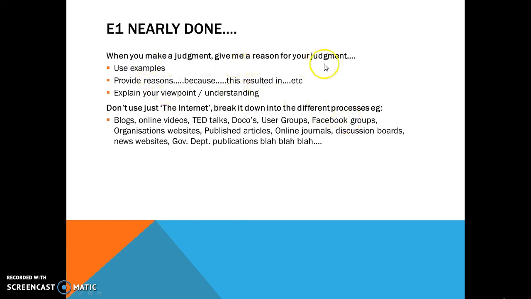When you make a judgment, give me a reason for your judgment. For example, use examples, provide reasons: because this, this resulted in that. Explain your viewpoint or your understanding. Don't use just the internet, break it down into different processes used. So, I used blogs because they allowed me to, this resulted in. I watched three different TED Talks because this resulted in, and it allowed me to, etc. Okay? So break those down into their specific different processes.